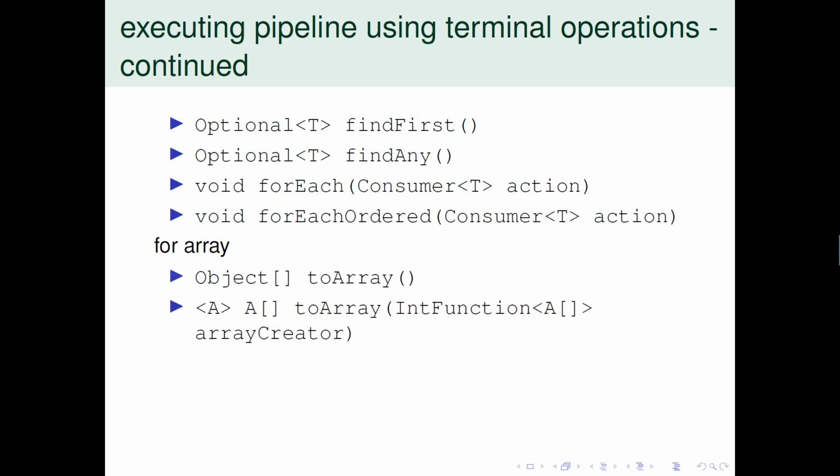Converting into an array: all the elements in the output of the previous stream, I want them converted into an array of a specific type, because the previous one will always return an object array, but I want to create an array of type A. So this is the toArray method. Here it says IntFunction of array of type A. So here you have that example of constructor reference. I was mentioning constructor reference yesterday, so that could be used here. It's an array creator.